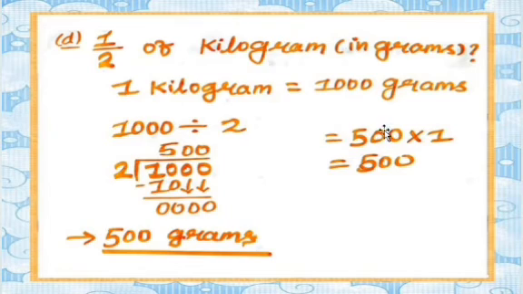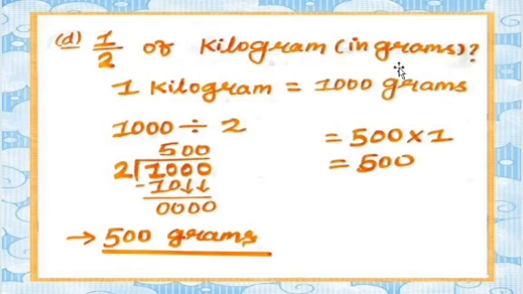Now here we take the 500 and multiply it with our numerator. So 500 multiplied by 1 means 500 1s are 500. So we have to write it in grams. So 500 grams. The answer is 500 grams. 1 upon 2 of a kilogram.